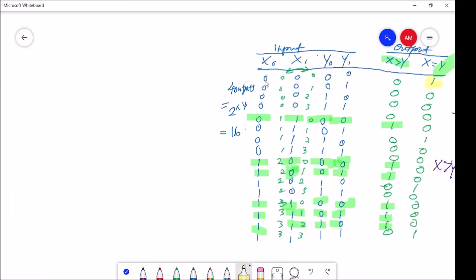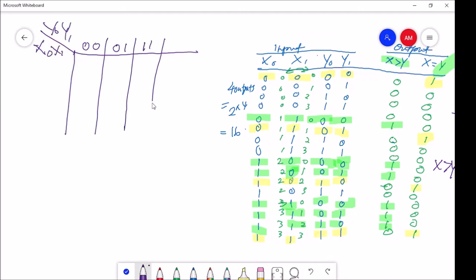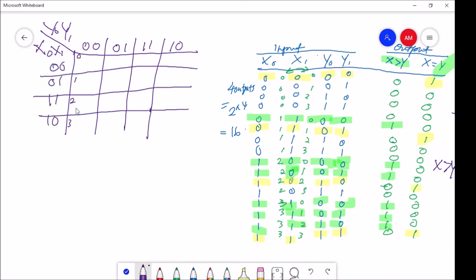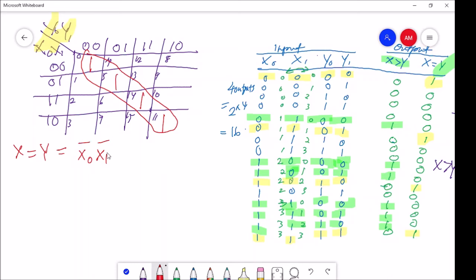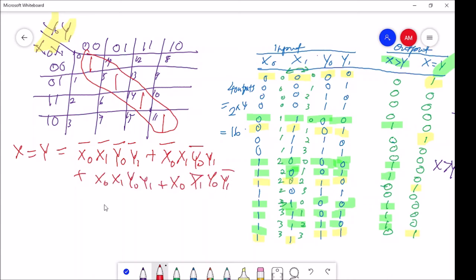Now we are going to draw the K-map for X equals Y. So we highlight the X equals Y output, which has a high value. And now we get the Boolean expression for X equals Y. Okay, end of question 5.